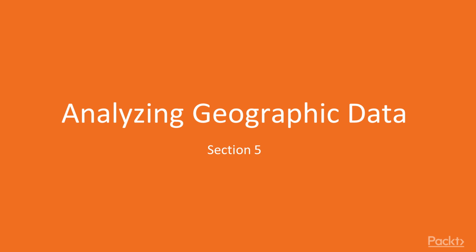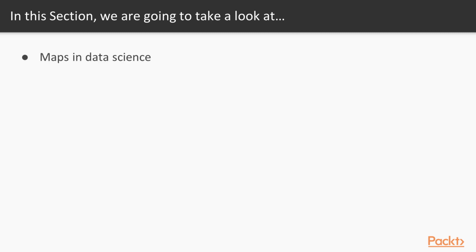Hi, and welcome to Section 5, Analyzing Geographic Data. In this section, we're going to look at maps in data science and what their role is. Next, we're going to take our Chicago crime dataset and see how we can plot the locations of the crimes on a map.